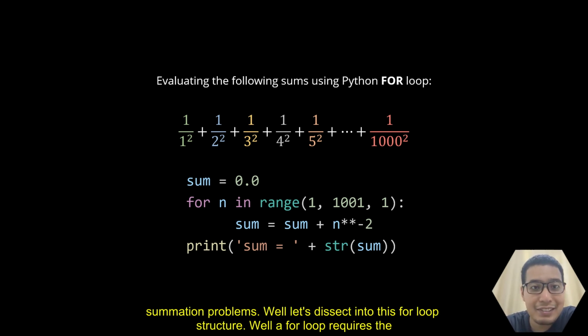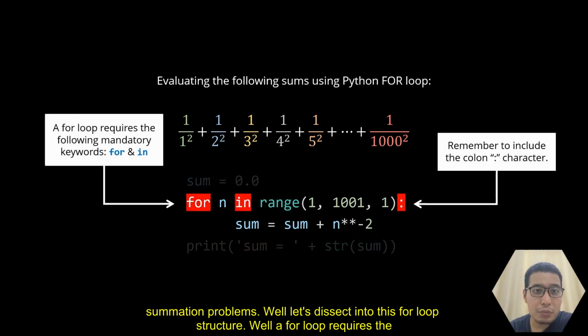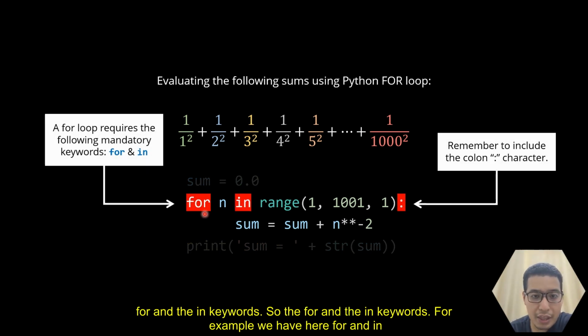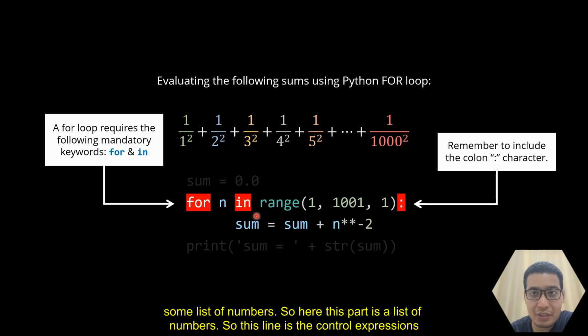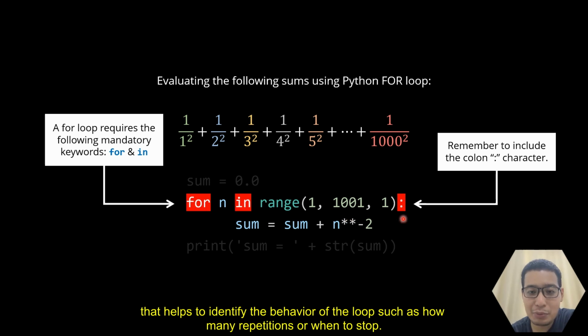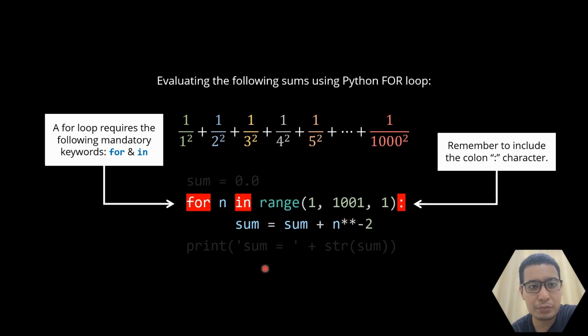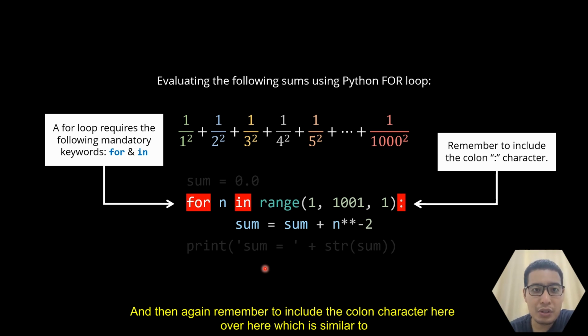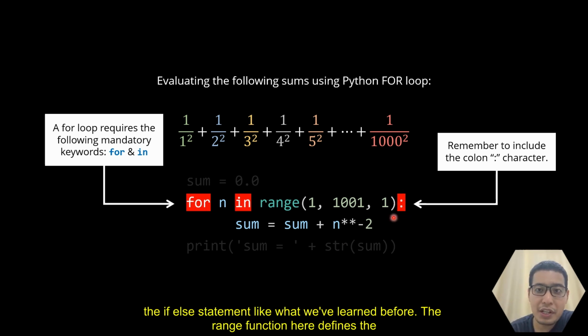Let's dissect this for loop structure. A for loop requires the for and the in keywords. For example, we have here for and in some list of numbers. This part is a list of numbers. This line is the control expression that helps to identify the behavior of the loop, such as how many repetitions or when to stop. And remember to include the colon character here, which is similar to the if-else statement that we've learned before.